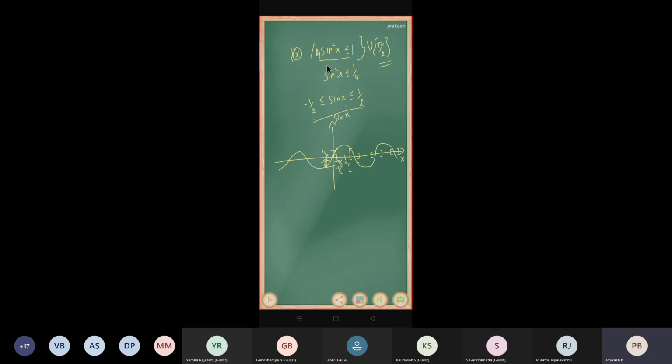right? So the set is nothing but a union of closed intervals and a union singleton 5 by 2. So we want to check whether it is closed or not in the usual topology, because here we want to check whether it is closed or not in two types of topology. First one is the usual topology, right? Second one is the lower limit topology, right?